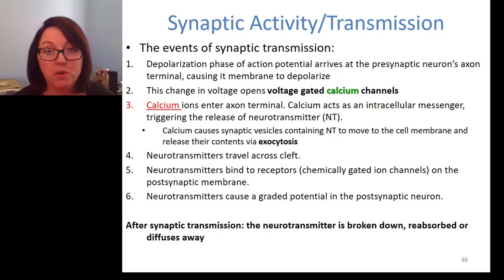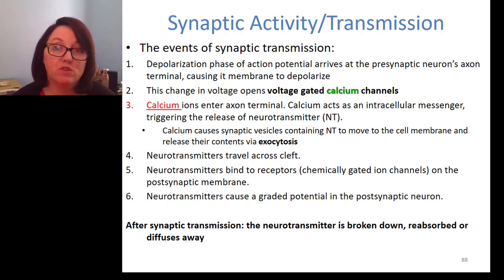And that graded potential may or may not lead to an action potential in the postsynaptic neuron. I wanted to mention that after synaptic activity is completed, the neurotransmitter is either broken down by enzymes in the synaptic cleft, or it can be reabsorbed through a process that we call reuptake by the presynaptic neuron, so that the presynaptic neuron can reuse the neurotransmitter.